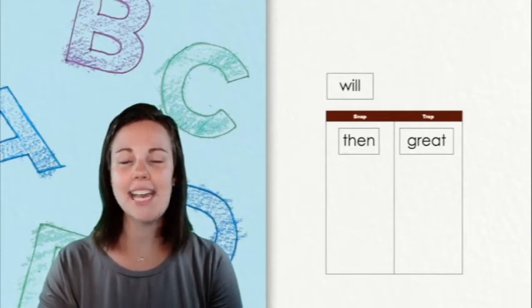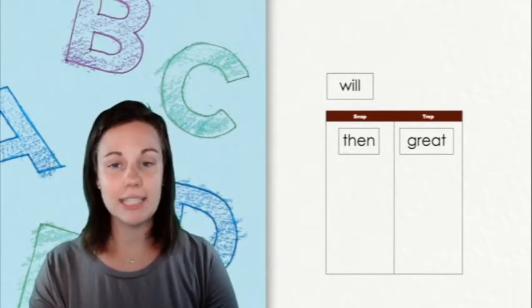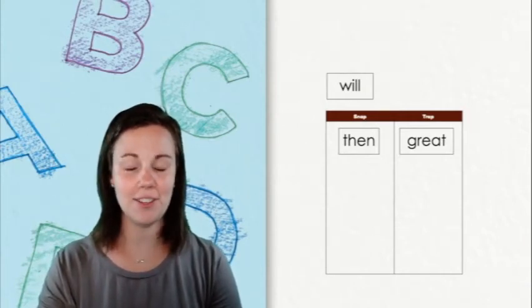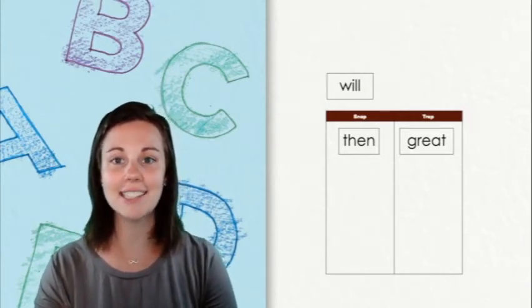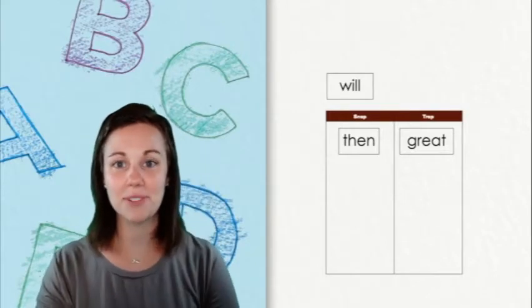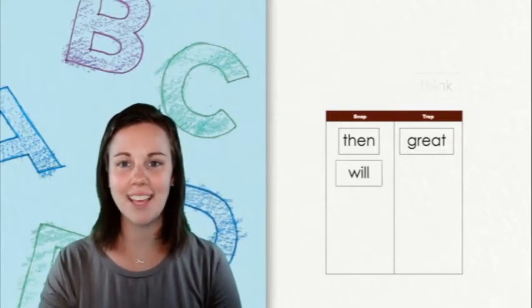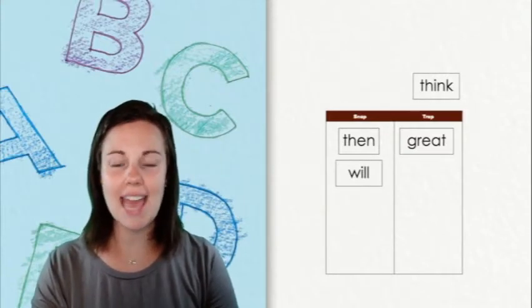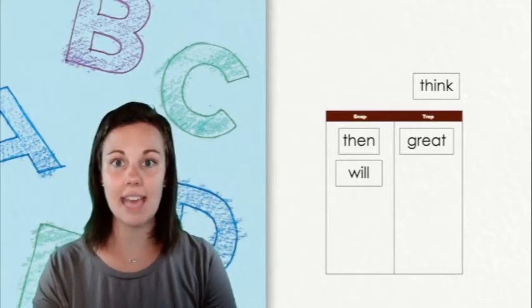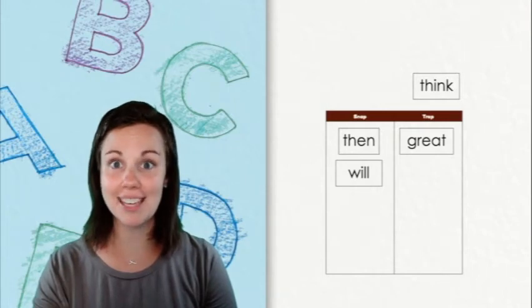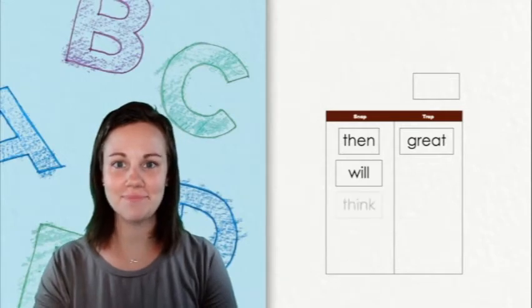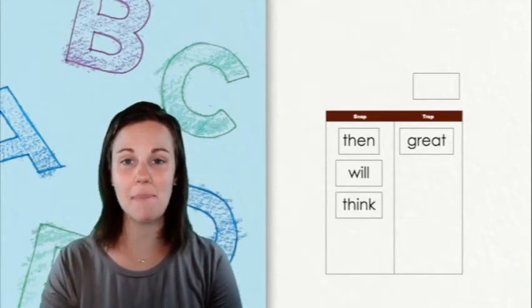Try this one. It says will. Did you hear the short I with a closed syllable? Looks like we have all of our sounds. That's a snap. Great work. The next word says think. I hear that NK blend at the end with a short I sound. That seems like a snap word. Awesome. Great job with this snap and trap activity.